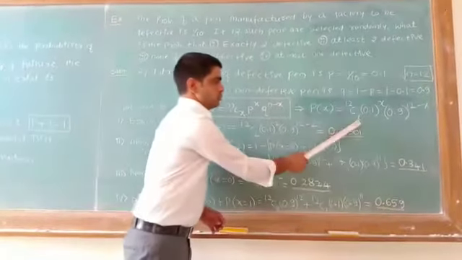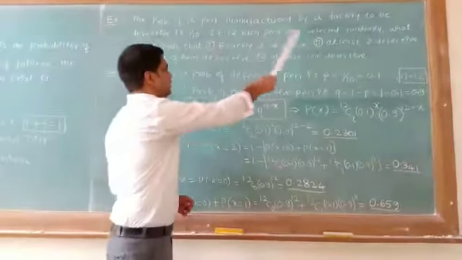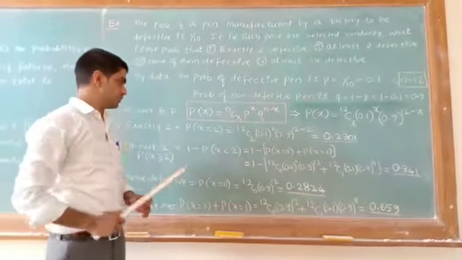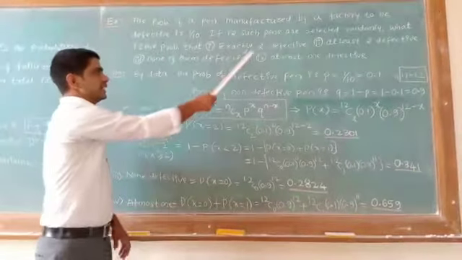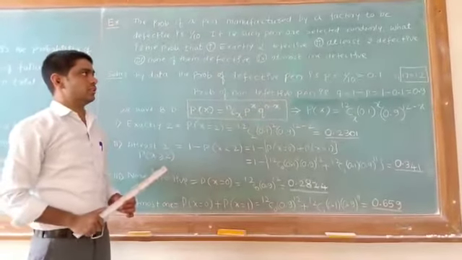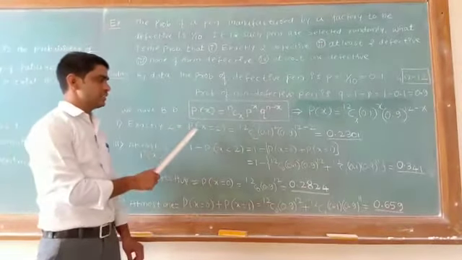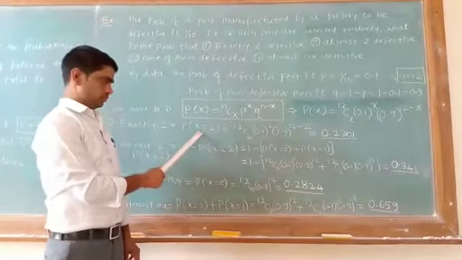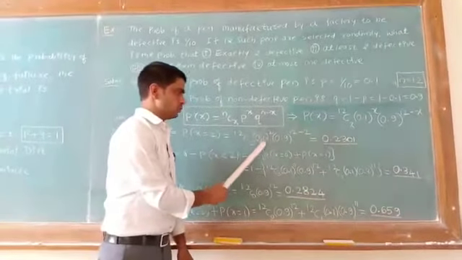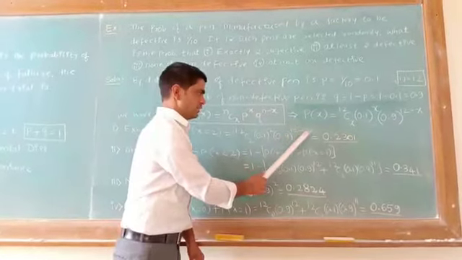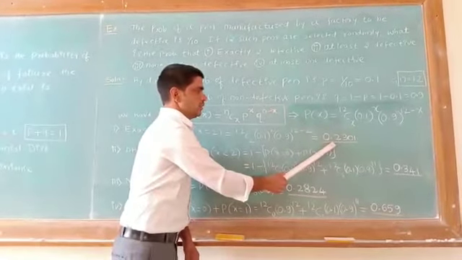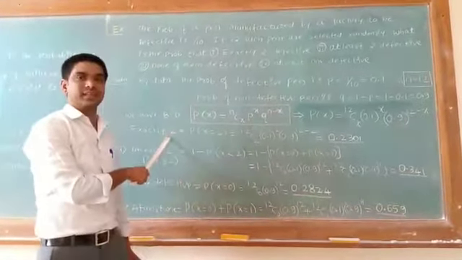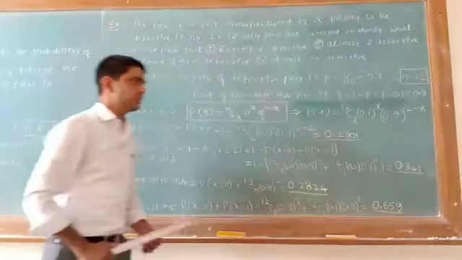Now we can put the X value. We get the X value from these conditions, where X denotes the number of defective pens. First condition is exactly 2 defective out of 12 pens. Exactly 2 defective means put X is equal to 2, because X denotes the defective pens. So 12C2, 0.1 raised to 2, 0.9 raised to 12 minus 2, and on simplifying we get 0.2301. So out of 12 pens, the probability of exactly 2 defective is 0.2301.